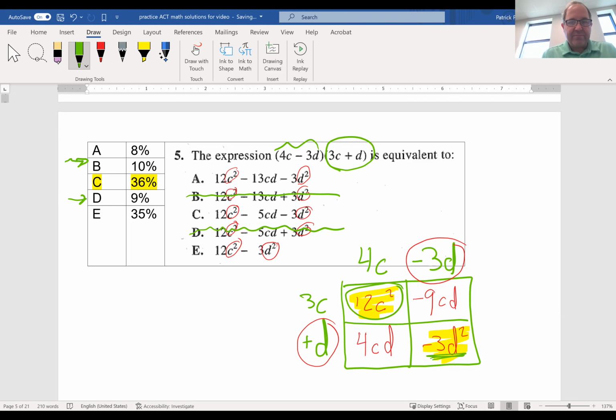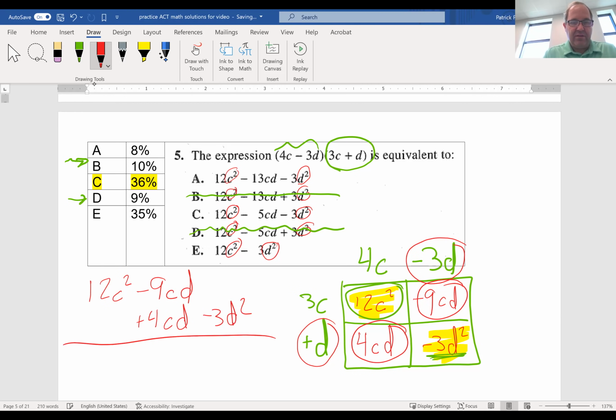Well, now we want to go ahead and add these terms up. So I'm going to write them out. We have 12C squared. We have a -9CD. We also have a positive 4CD. And we have a negative 3D squared. Well, I think you would agree when we add these up, minus 5CD. Okay. And that gives us the correct answer. So again, there's lots of ways to multiply these things out, but I think this would help you out the most.